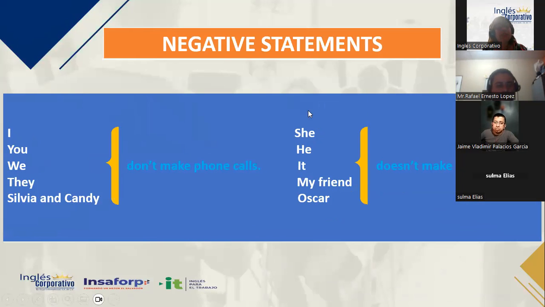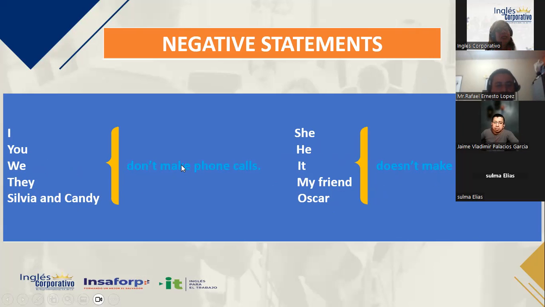Okay, negative statements. Here is how you make the negative statements. You say, I don't make phone calls. You don't make phone calls. We don't make phone calls. They don't make phone calls. Sylvia and Candy don't make phone calls. She doesn't make phone calls. He doesn't make phone calls. It doesn't make phone calls. My friend doesn't make phone calls. And Oscar doesn't make phone calls.